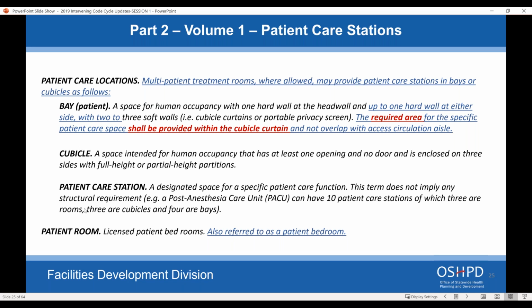And then patient care station remains the same, and this is just basically where you have a bed for patient care. And we just added some language that a patient bedroom may be a patient room or a patient bedroom. Both terms are used throughout the building code.